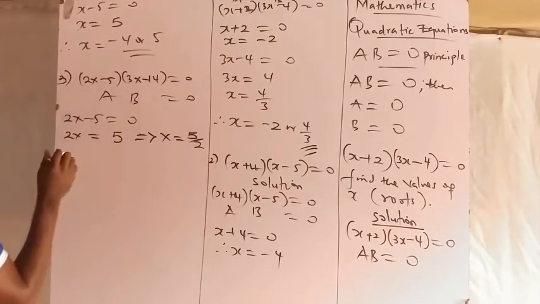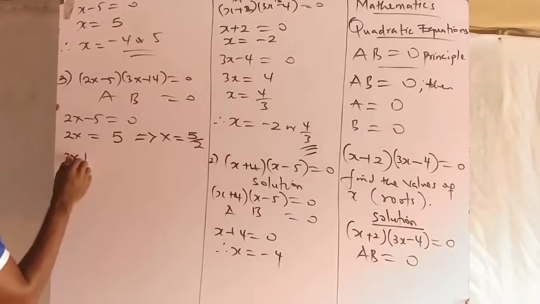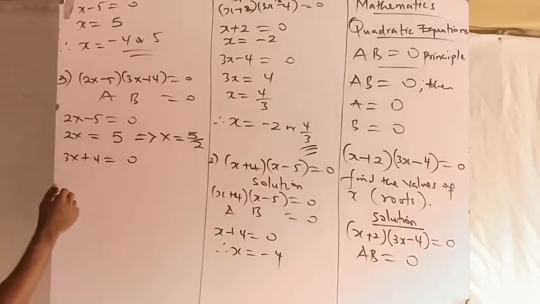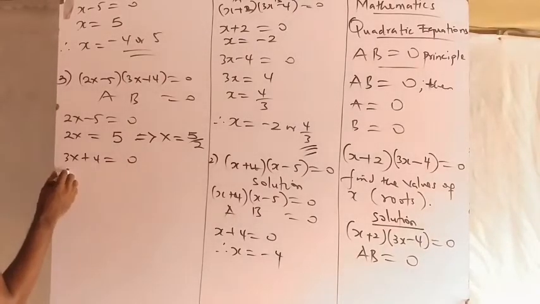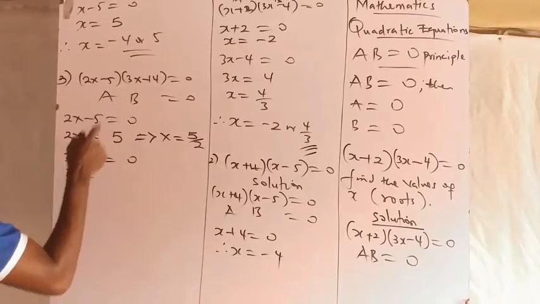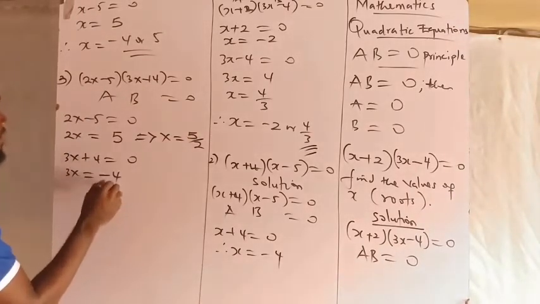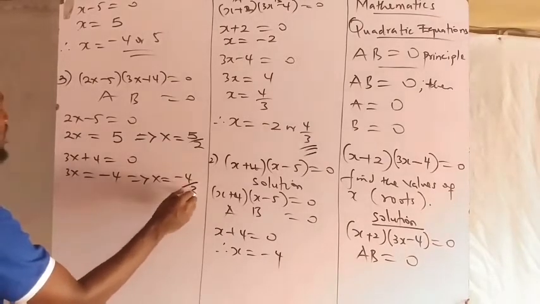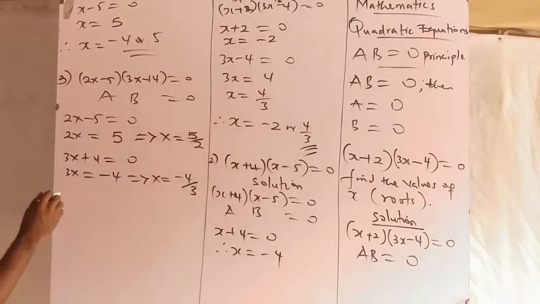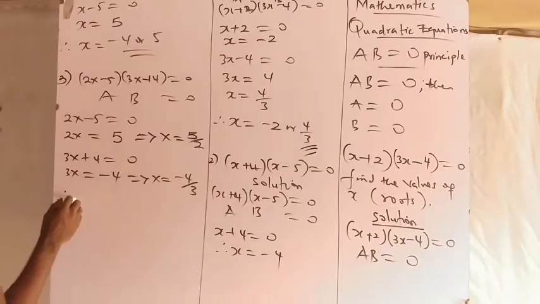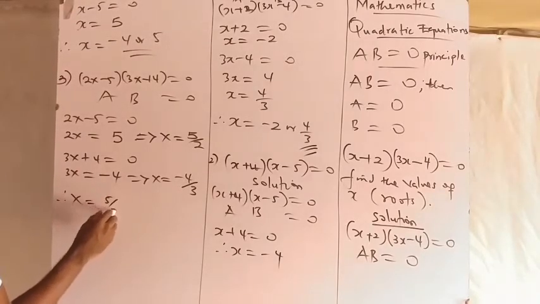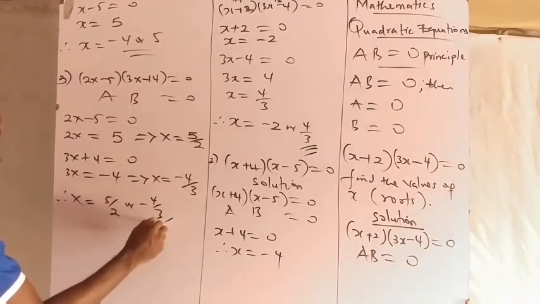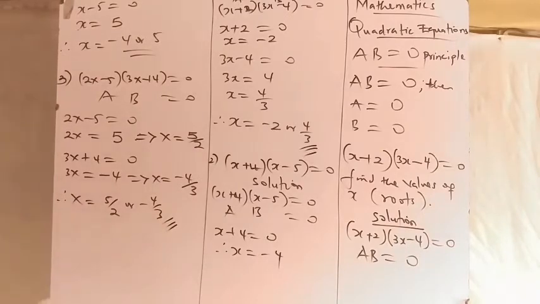Let's go to B. B is 3x plus 4 is equal to 0. Making x the subject, I'll have 3x is equal to minus 4, since the 4 moving to the other side becomes its inverse. This also implies that x is equal to minus 4 over 3. This is our answer. Therefore, the roots, or the values of x, are 5 over 2 or minus 4 over 3. These are what we have as our final result.